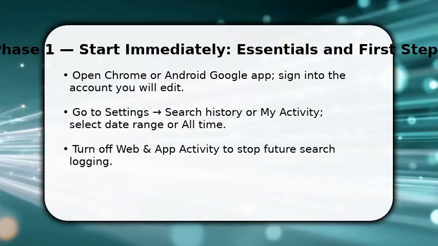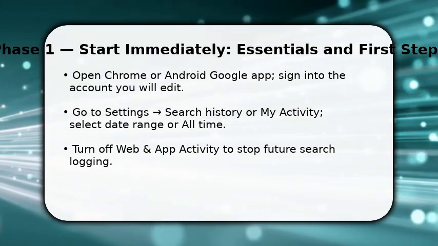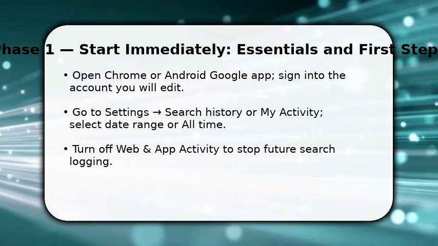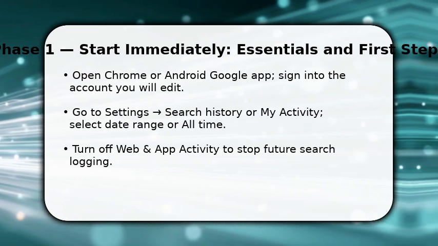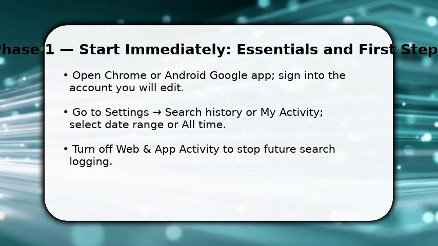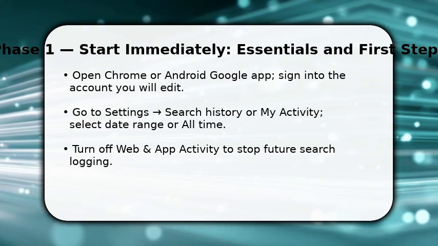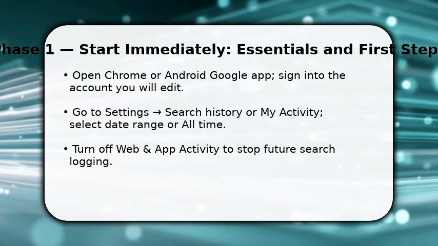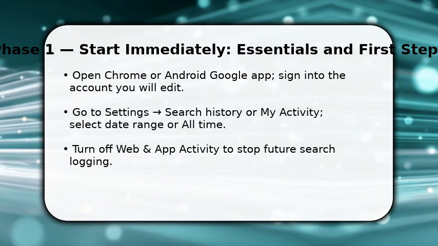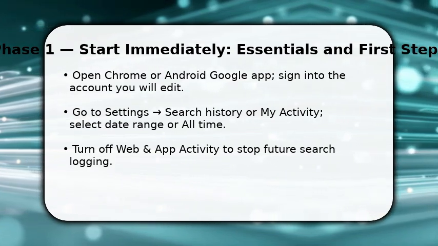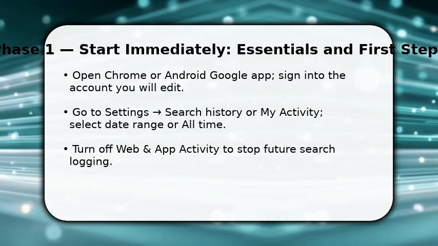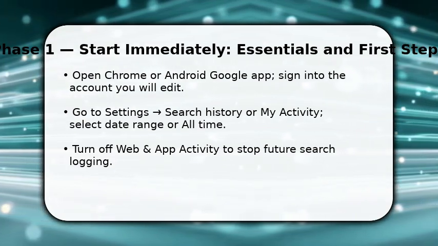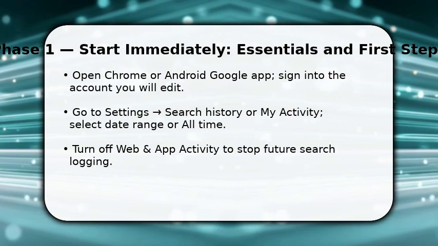Enjoy the video. You begin by opening the browser or Google app where the search is live, sign into the correct account. Next, go straight to Settings, then My Activity or Search History, and filter by a date range or pick All Time to capture everything. Once done, select Delete and Confirm. That removes stored entries. Then make sure to disable web and app activity so future searches won't be logged. This prevents reaccumulation of searchable history.